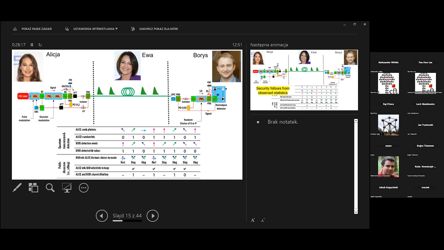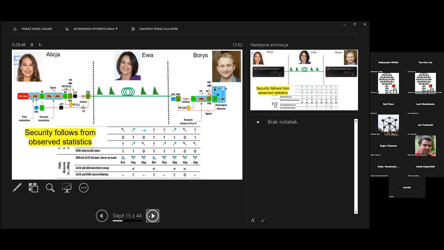So the point is that the action of the eavesdropper will introduce errors in the output of Boris. The reason is that in quantum mechanics, when you make a measurement of the system, this disturbs the system. So by looking at the error rates that Boris has in the signal, you can infer what's happening on the public channel and whether Eva is present or what kind of information she gets. So the security in quantum key distribution follows from the outputs produced by the devices.